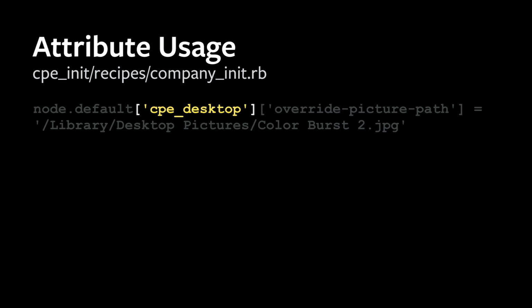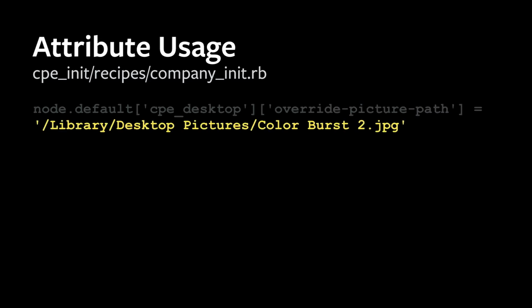So here, the API cookbook we're using is CP desktop. The key is override picture path. And this key is actually what's used by the system to set the picture itself. And we're using this key because if we would rename it, it would be a little bit more confusing, because then when you go to look on the system, it would be different from what we're actually using in the cookbook. So we try to keep it about the same, so that if you know how to do it using defaults, you should be able to do it in the cookbook just fine.